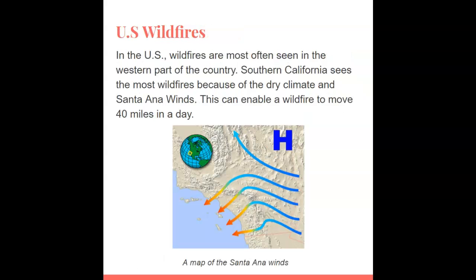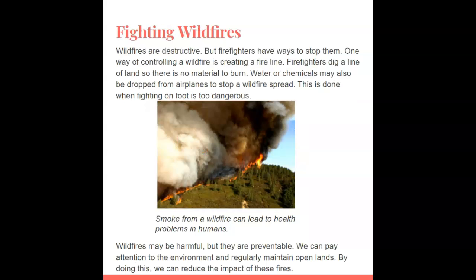U.S. wildfires. In the U.S., wildfires are most often seen in the western part of the country. Southern California sees the most wildfires because of the dry climate and the Santa Ana winds. This can enable a wildfire to move 40 miles in a day. Okay, and there's a map there, a map of the Santa Ana winds and how it moves and how it can take over a large piece of land.